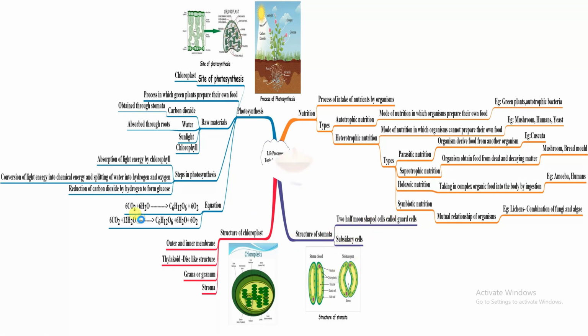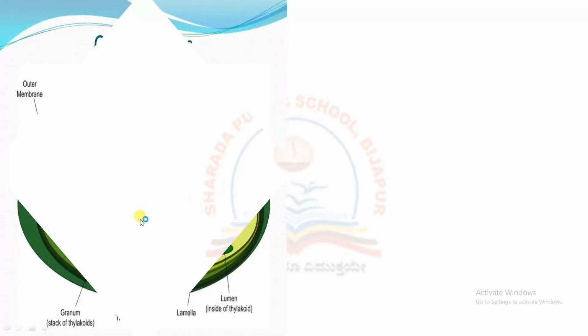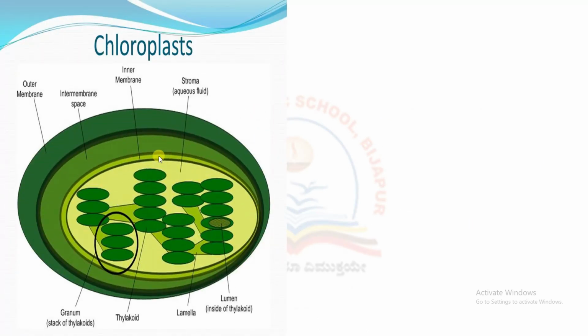Now we will proceed further with the structure of chloroplast. This is the image of a chloroplast. It has an outer membrane, inner membrane, and the space between two membranes is called as intermembrane space. And there's an aqueous fluid present in the chloroplast called as stroma, and stack of thylakoids is called as granum. The disc-like structure is called as thylakoid. There are connections called as lamella and lumen, which is present inside thylakoid.